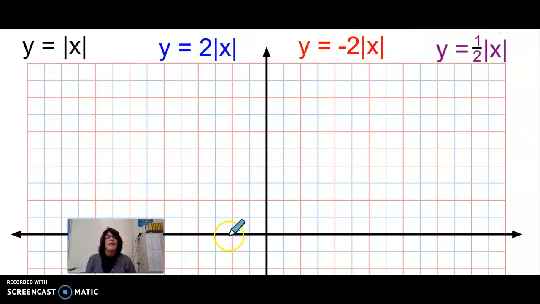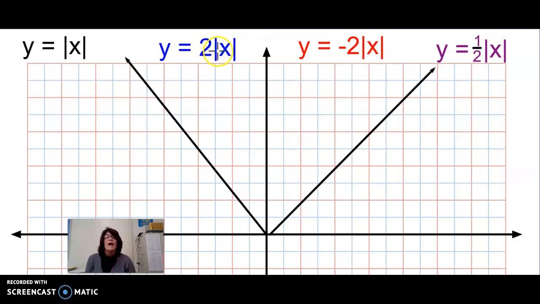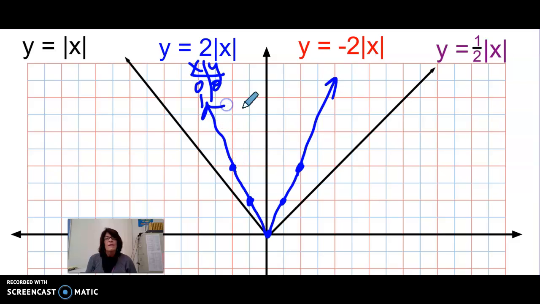Let's see what happens if I multiply a number to the outside. I know what Y equals absolute value of X looks like again. We're getting good at that. Whoops, except I'm not getting good at drawing. Okay, we have our V. 2 times absolute value of X. Well, let's see. Still, I'm at 0, 0. But 1, absolute value of 1 is 1 times 2 is 2. Negative 1, absolute value of negative 1 is 1 times 2 is 2. 2 gives me 4. Negative 2 also gives me 4. I still have a V, but it's a little bit skinnier. It's a skinny V.